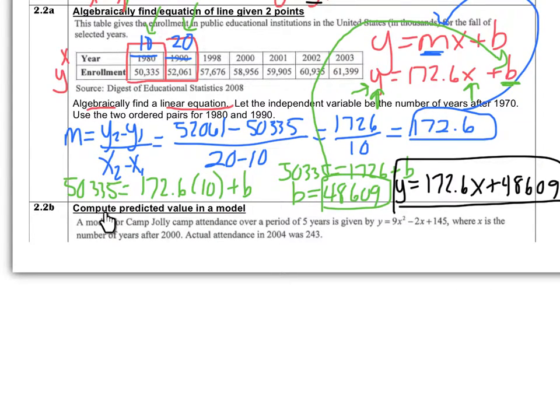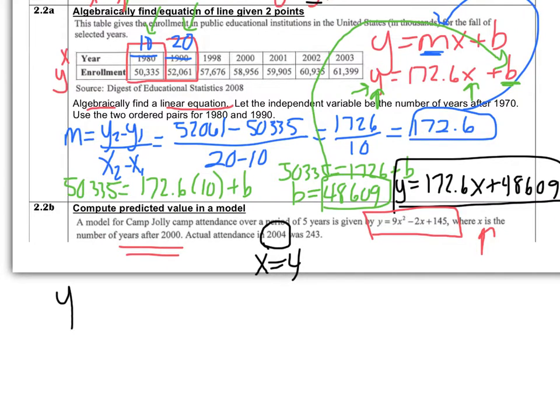2.2b wants us to compute the predicted value in a model. So here we have a model for Camp Jolly. Camp attendance over 5 years is given by this particular quadratic equation, where x is the number of years after 2000. The actual attendance in 2004 was 243 people. They want us to predict the value. So let's predict the value for 2004. That's the number of years after, so therefore we're going to make x equal to 4.